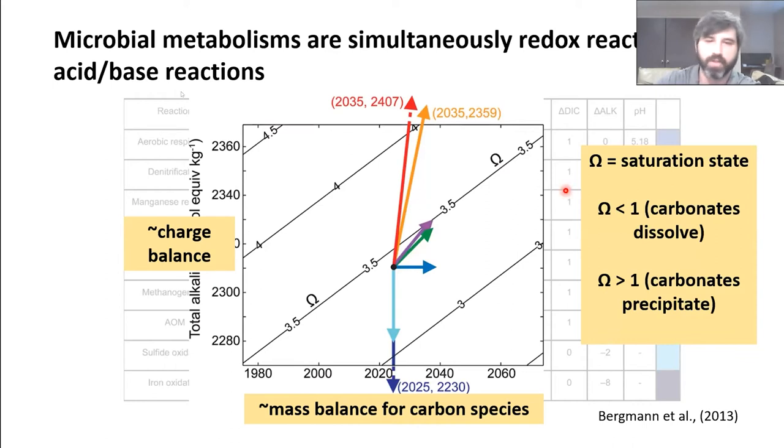Sorry, this is just a little side box about this capital Greek letter omega. It's the saturation state with respect to carbonate minerals. When that number is less than one, carbonate will dissolve, and when it's larger than one, carbonates precipitate. The degree to which it's larger than one implies something about how fast or slow that reaction is.